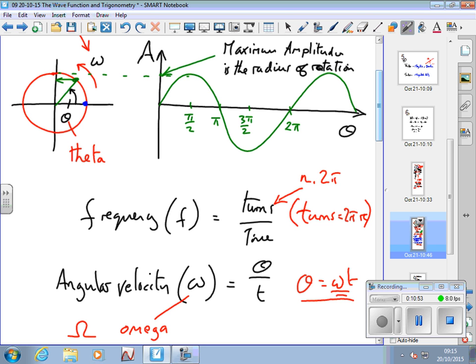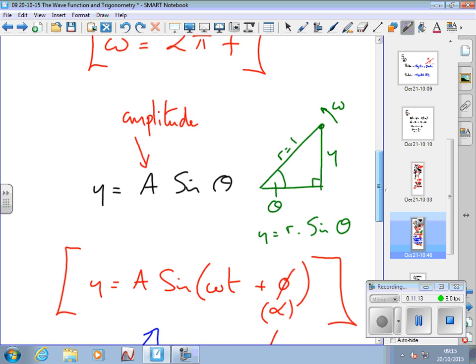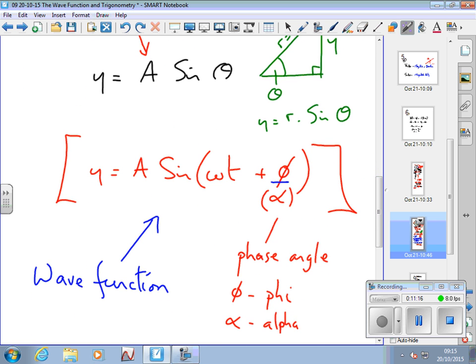What if we're on a rotation, or we're starting with a voltage, a fixed voltage to start off with, of this value? So we're not starting at this point, we're starting at this point, at some distance around the circle already. Well, then what we do is we add this angle. We add this phase angle, phi, to give us our start point. So this is just allowing us to start our rotation at a different angle other than 0. So sometimes we add this phase angle. So this is the full wave function. y equals A sine omega t plus phi, or alpha.